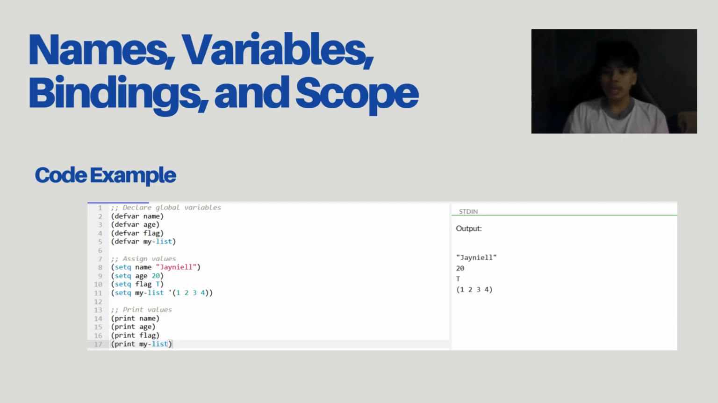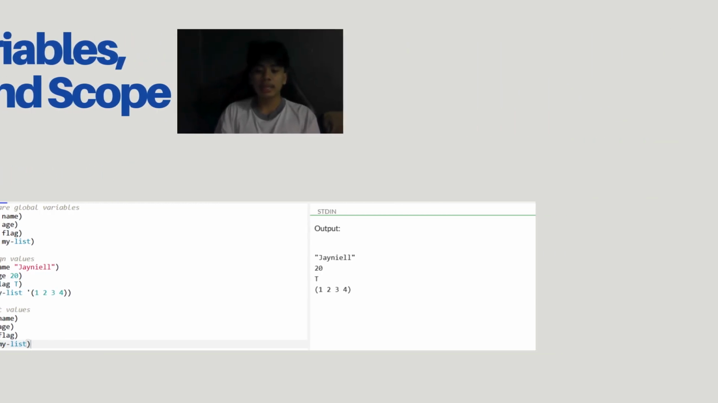Name is a string, age is a number, flag is a boolean, and my list is a list of numbers. Finally, we use print to display their values. This approach avoids compilation warnings and shows how Lisp handles variable declaration, assignment, and data types.